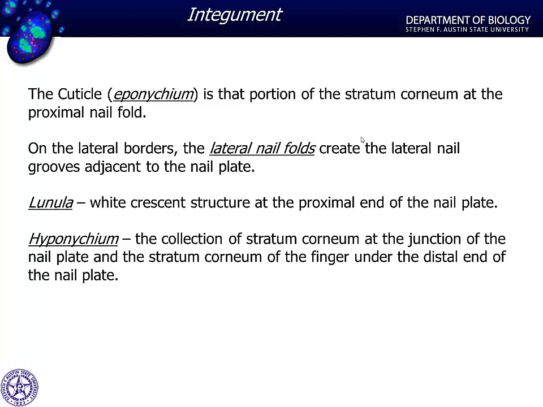So again, here we have in the proximal nail fold region the cuticle, which is the eponychium. That's just the stratum corneum that is overhanging that part of the nail plate. On the lateral borders, we have the lateral nail folds, and we have those grooves as well. We don't really know a function, or at least I've not been able to find one for the lunula. It's simply that white crescent moon-like shaped structure there at the proximal nail fold that's part of the nail plate itself. And then the hyponychium is that space underneath the distal end of the nail plate.